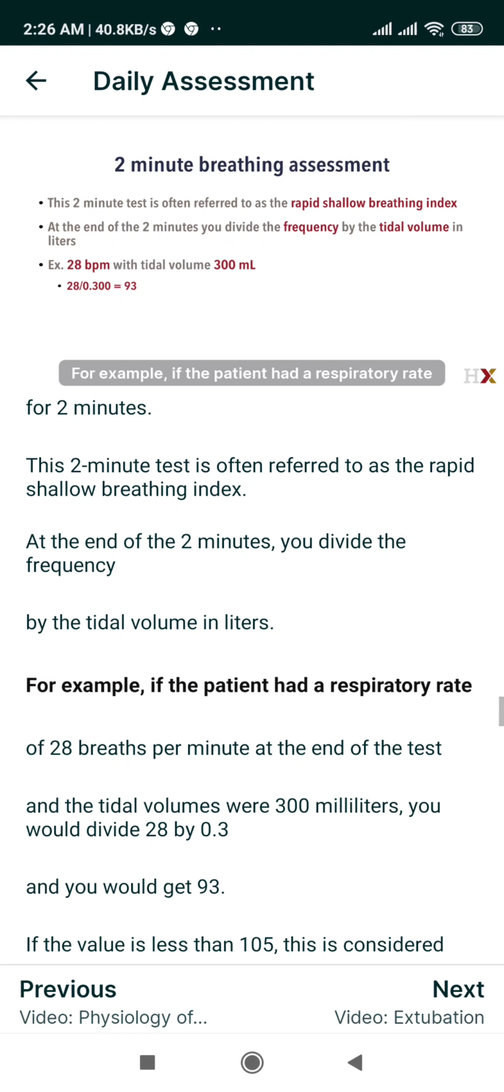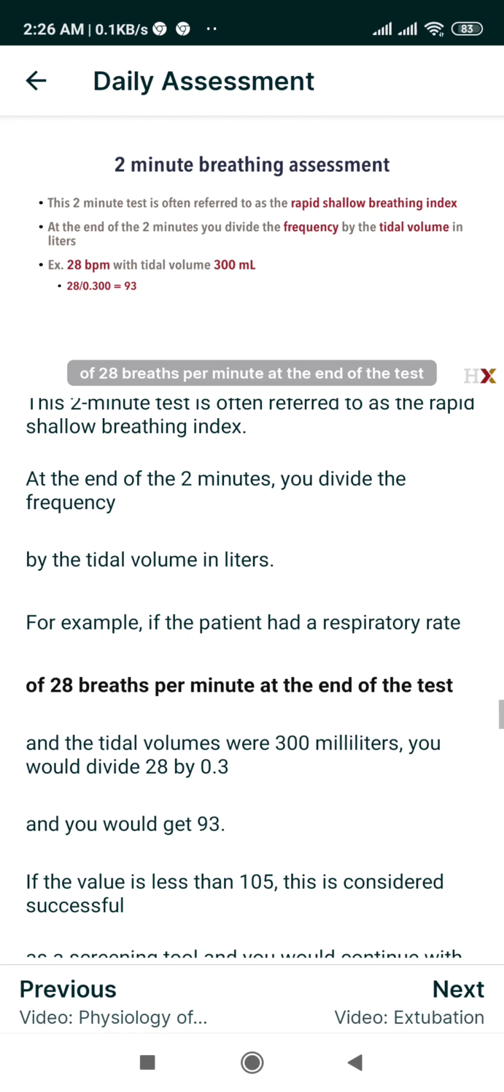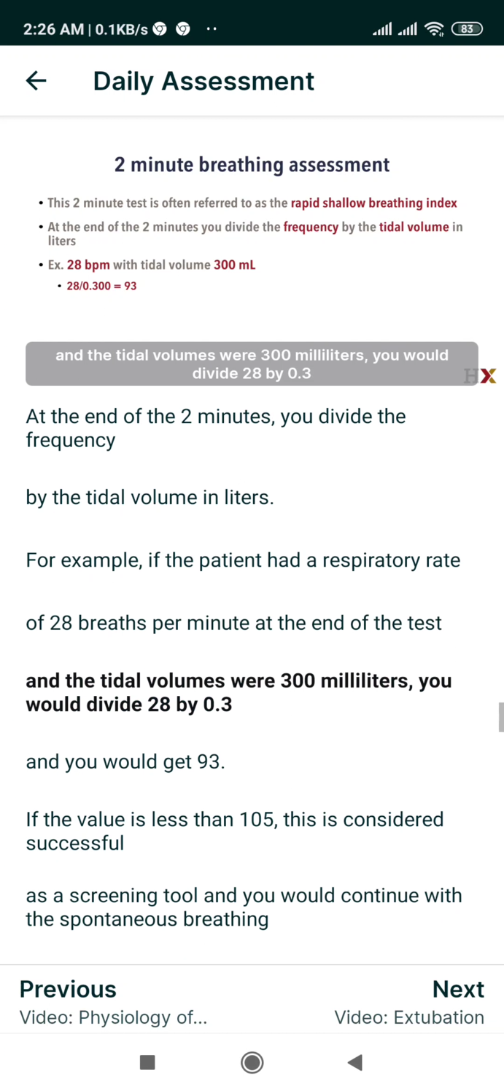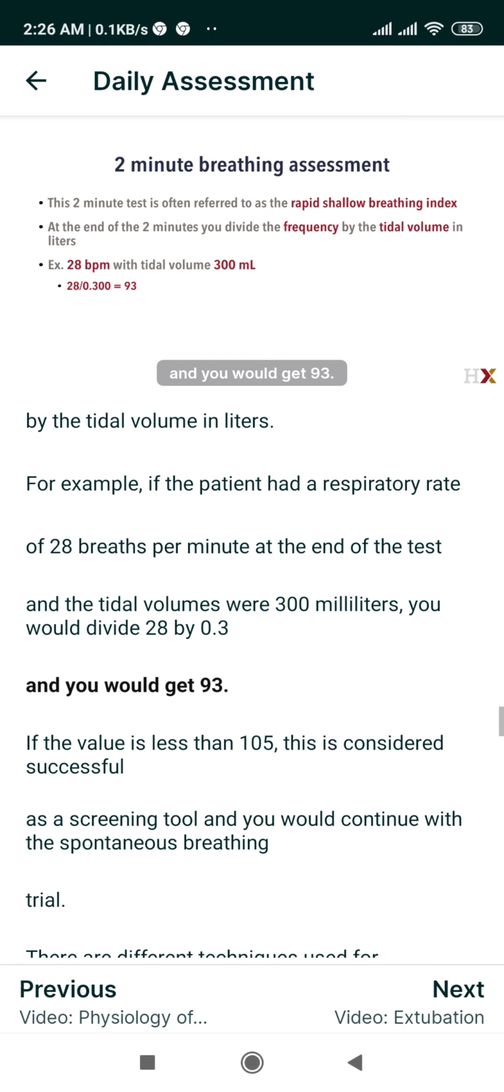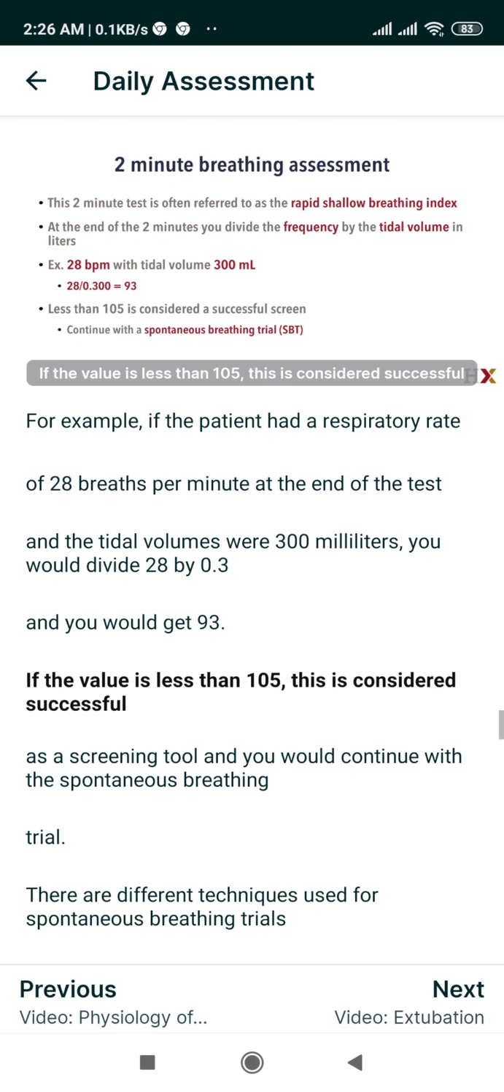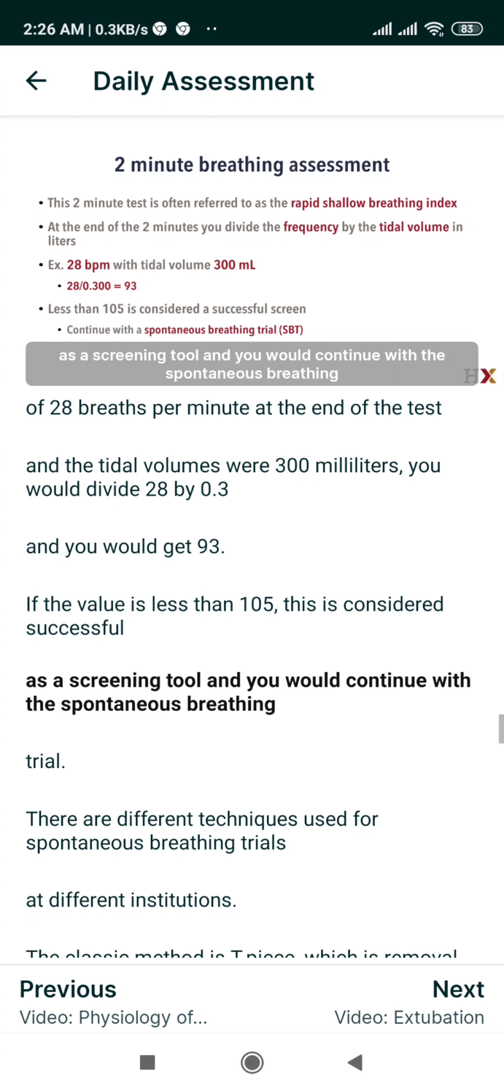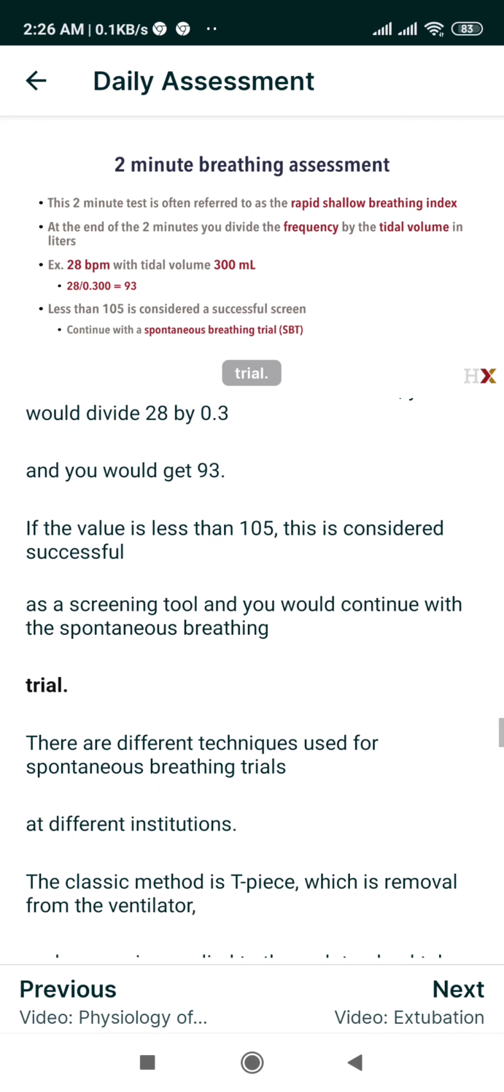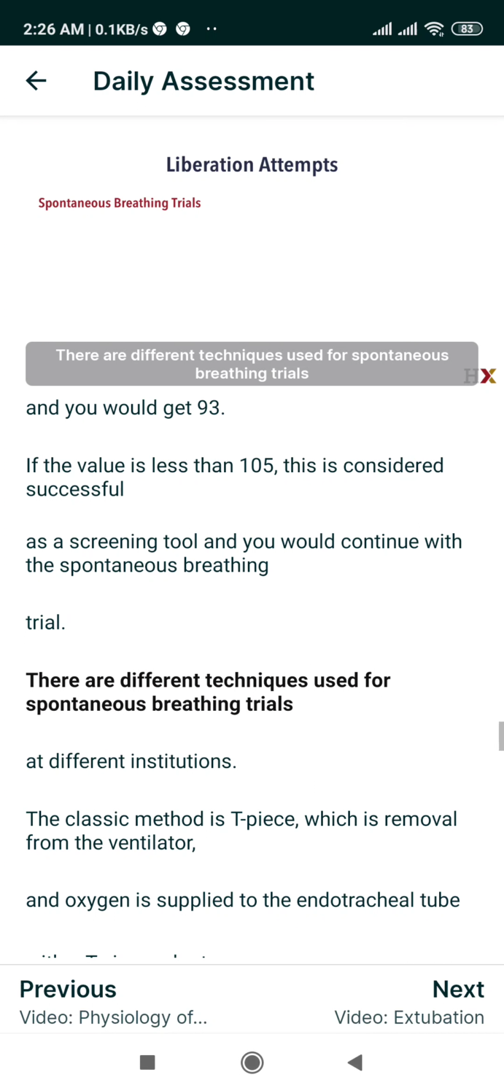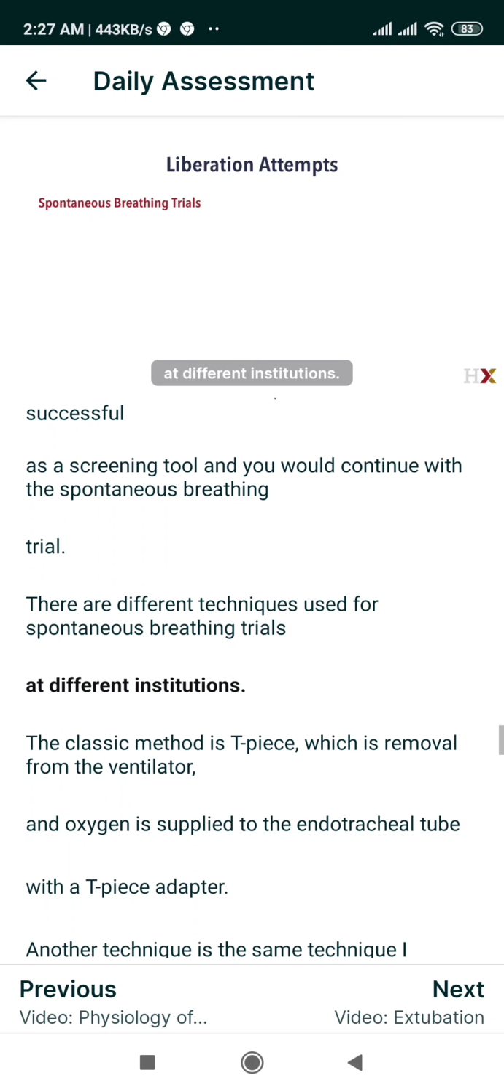For example, if the patient had a respiratory rate of 28 breaths per minute at the end of the test, and the tidal volumes were 300 milliliters, you would divide 28 by 0.3, and you would get 93. If the value is less than 105, this is considered successful as a screening tool, and you would continue with a spontaneous breathing trial.